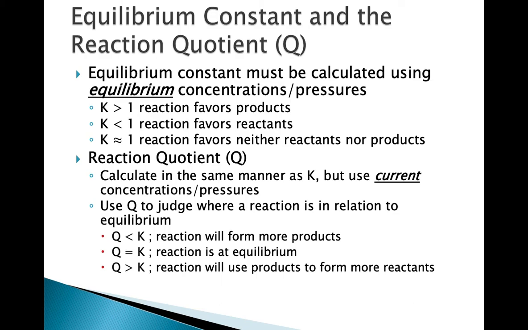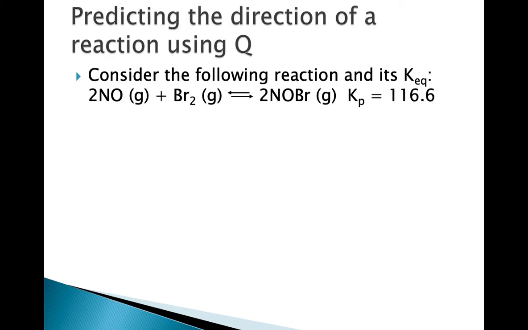Now, the opposite is also true. If Q, our reaction quotient, is bigger than the equilibrium constant, it effectively means we have too many products. So we're going to use those extra products that we aren't supposed to have to make more reactants, and our reaction is effectively going backwards at that point. That's the check we're usually looking to make with our reaction quotient. A lot of times, example problems for this will give our current conditions and the equilibrium constant, and ask which way the reaction will go. So let's take a look at an example of doing just that.